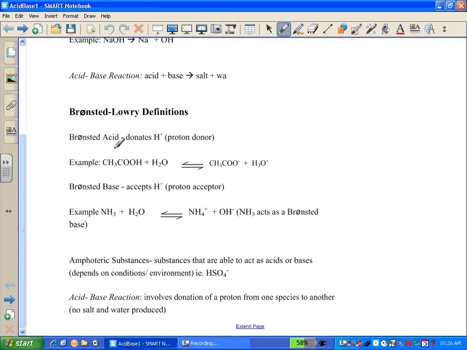The Bronsted-Lowry definition of an acid and base involves protons. When we look at a proton in chemistry, what we're talking about is an H+ ion. What you can remember is that hydrogen has 1 proton and 1 electron. So when it becomes H+, what we're left with is a bare proton in solution. So that's why we call H+ a proton.